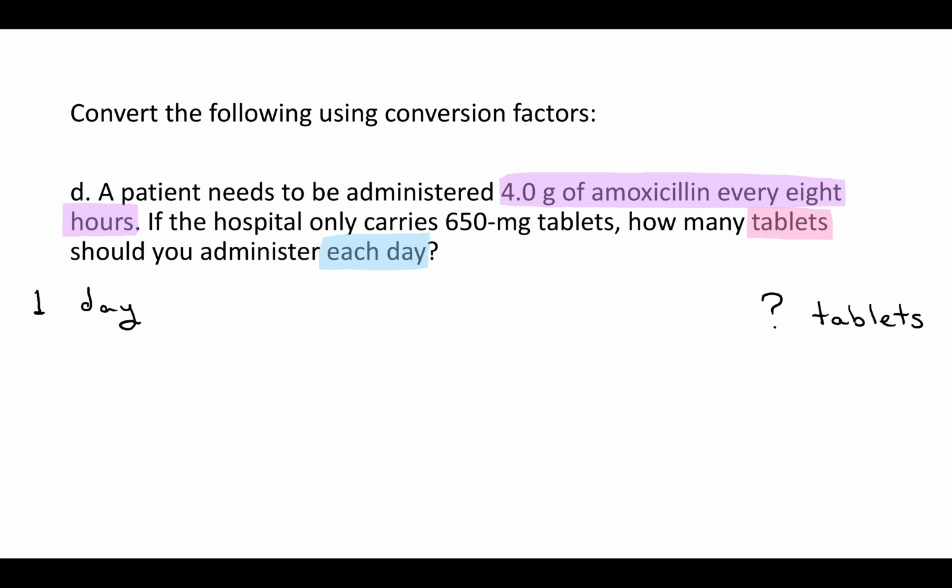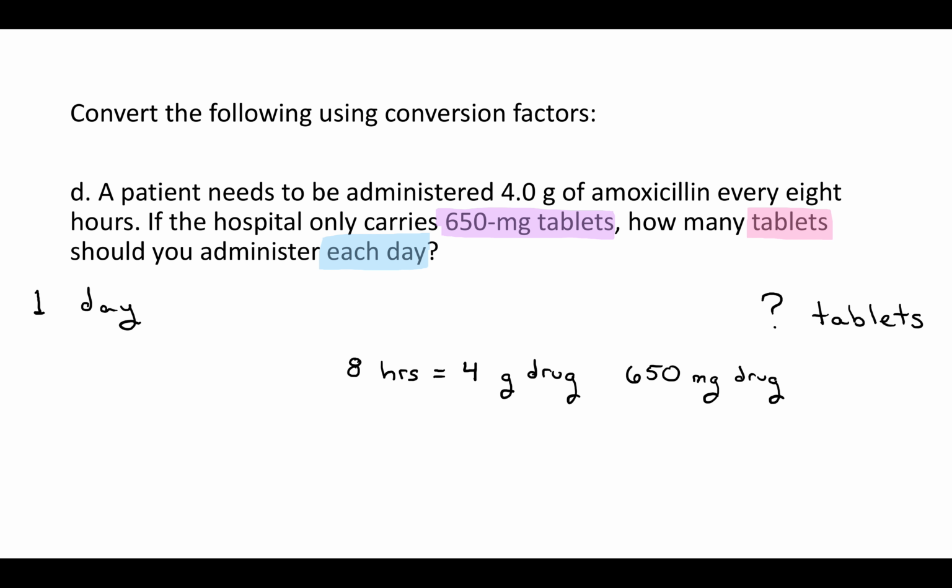Another number they give us is 4 grams of amoxicillin. But notice how it's worded. It's 4 grams of amoxicillin every 8 hours. Those two numbers are tied together, the 4 grams and the 8 hours. So we can write that as a conversion factor and say, for every 4 grams of the drug, we're going to have 8 hours. Then consider the other number they give us, the 650 milligrams of tablets.